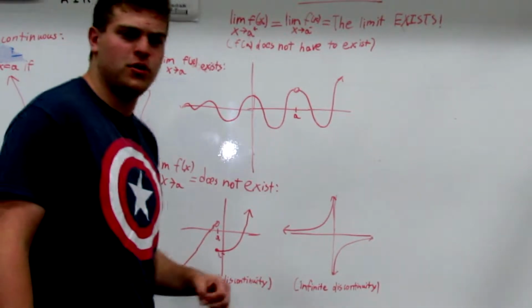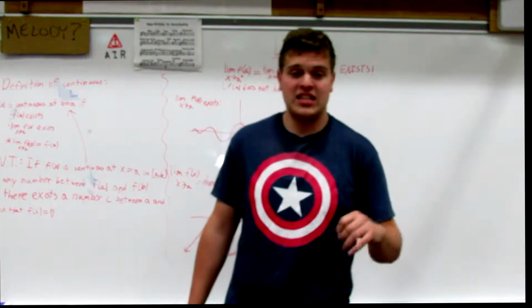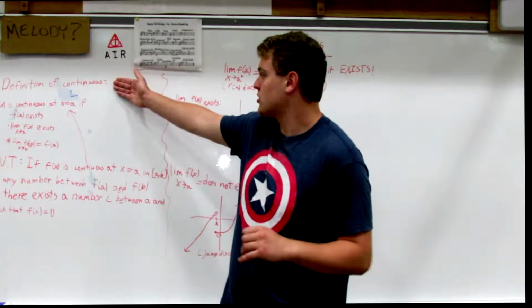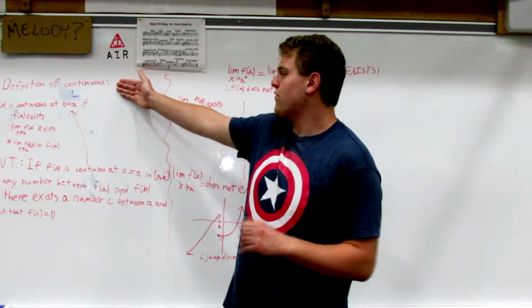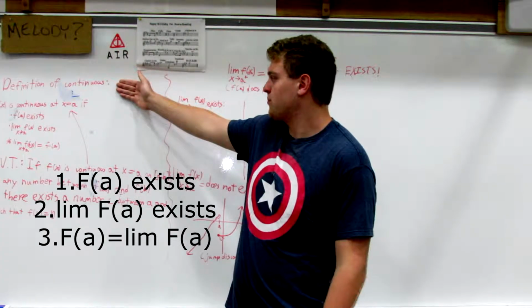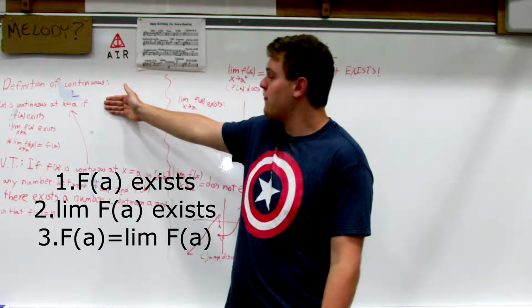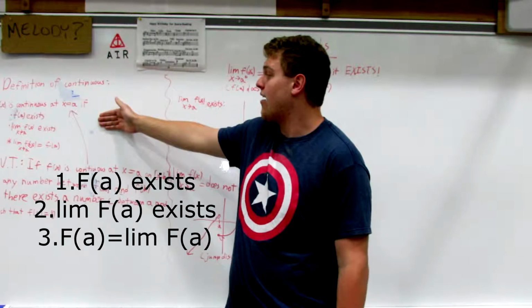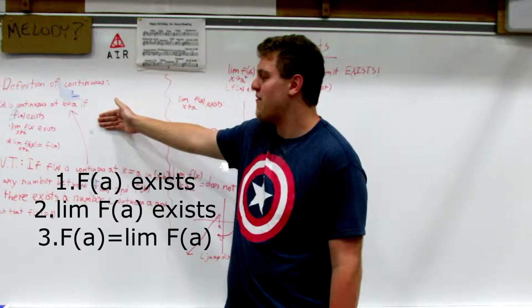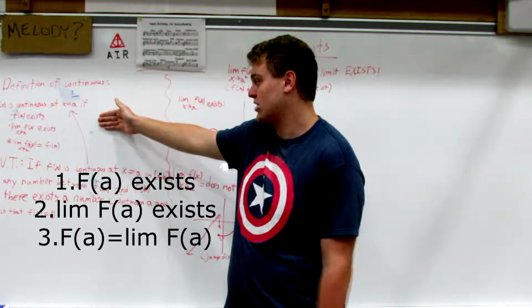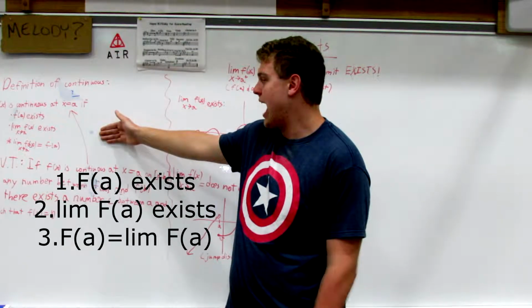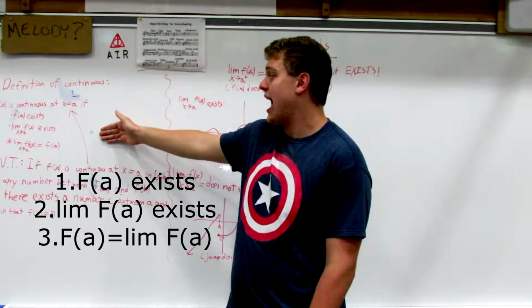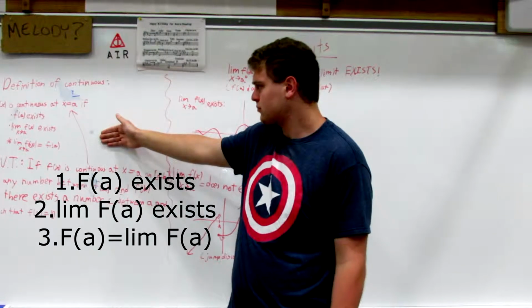Speaking of continuity, let's discuss the definition of continuous. So, in order for f of x to be continuous, f of a has to exist. The limit of f of x as x approaches a has to exist, and the limit of f of x as x approaches a has to equal f of a.